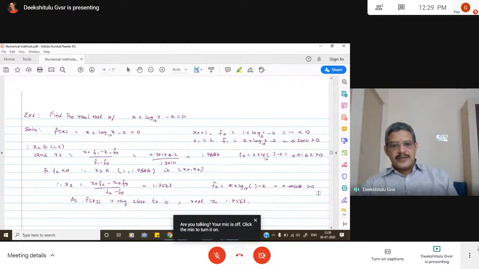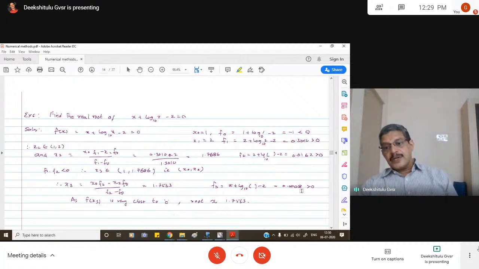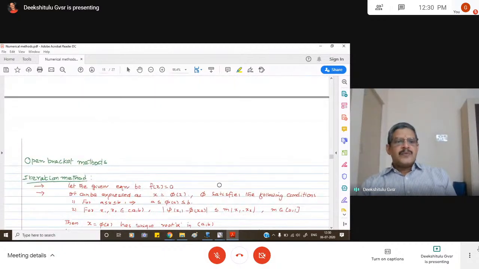So f3 is greater than 0. So f(x3) is very close to 0, almost 0 to 10^-3. Whenever the function is 0 or very close to 0, that value of x is called the root. So f3 is almost 0 to 10^-8 accuracy. Then you can take the root as 1.7563.